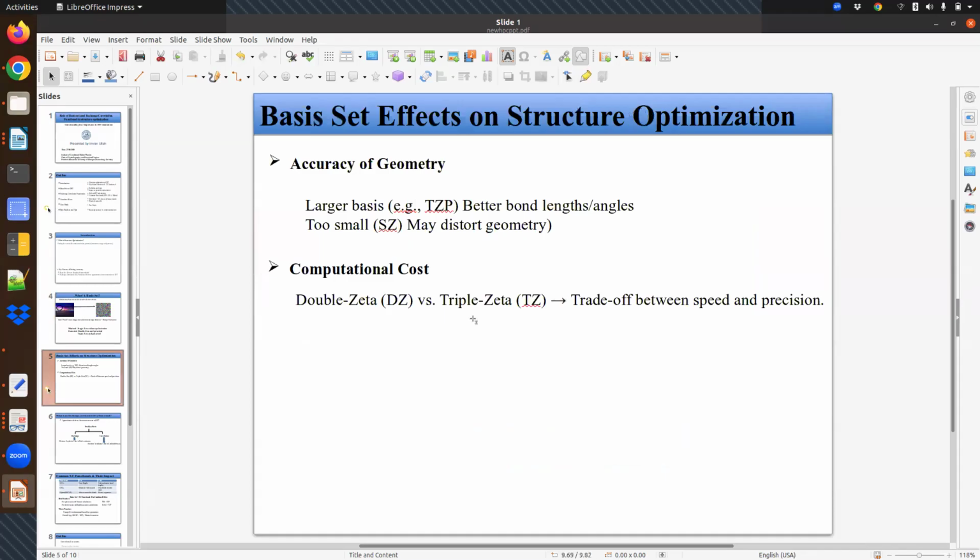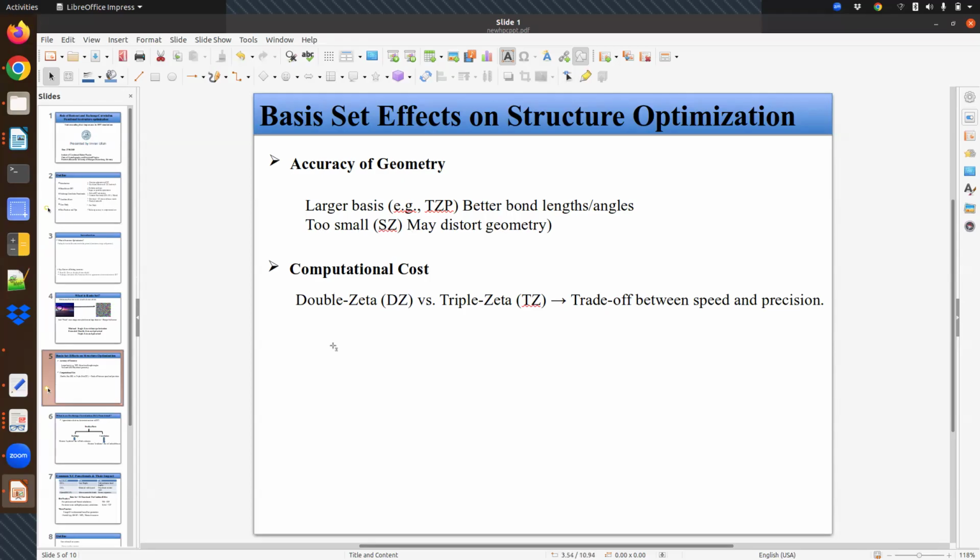The second thing is, what is their effect on the structure optimization? Accuracy of geometry: a larger basis set, that is triple zeta polarized, basically gives you better bond lengths and angles, while a small one, for example single zeta, may distort your geometry. You should keep that in mind. If you are using single zeta and your geometry is distorted a little bit, that is because of single zeta, not because of any other parameters.